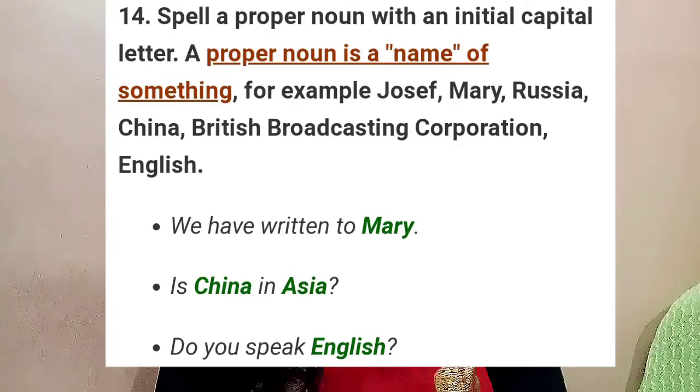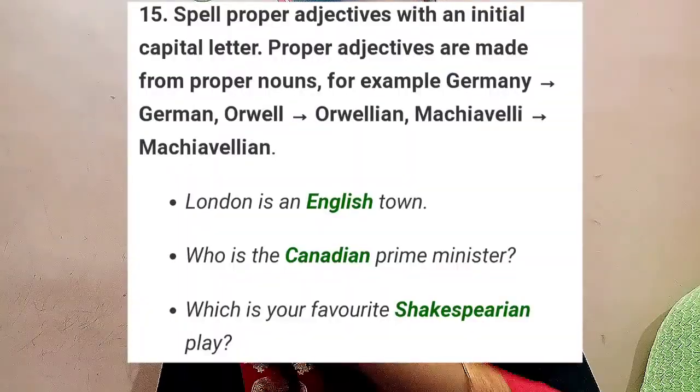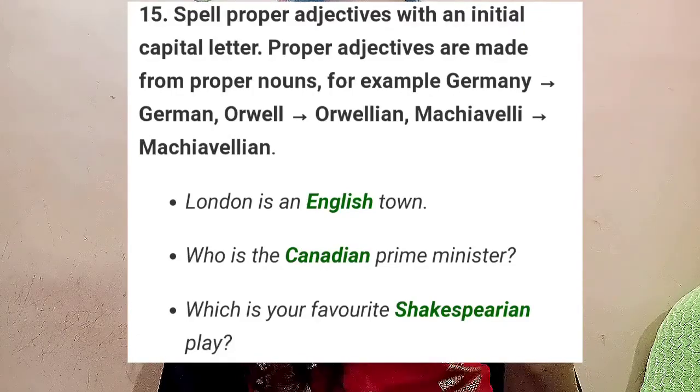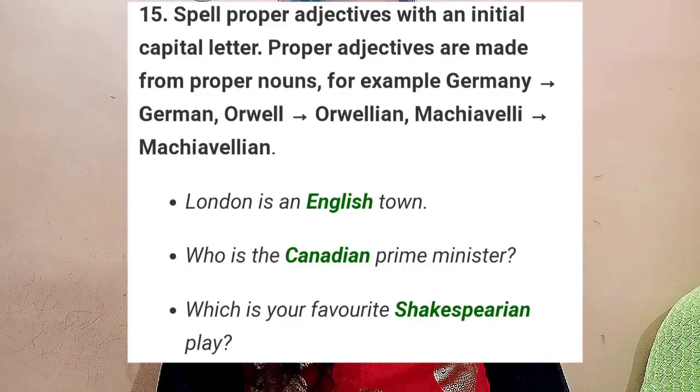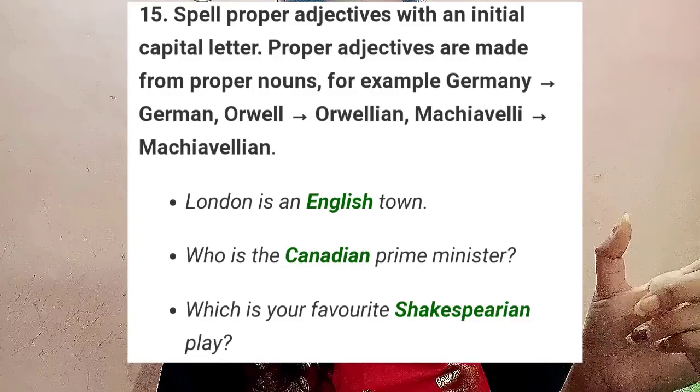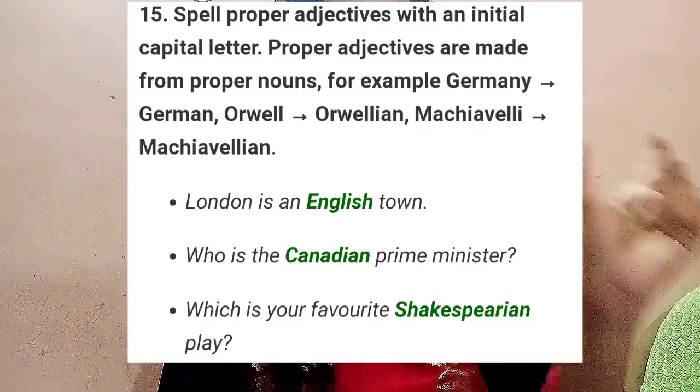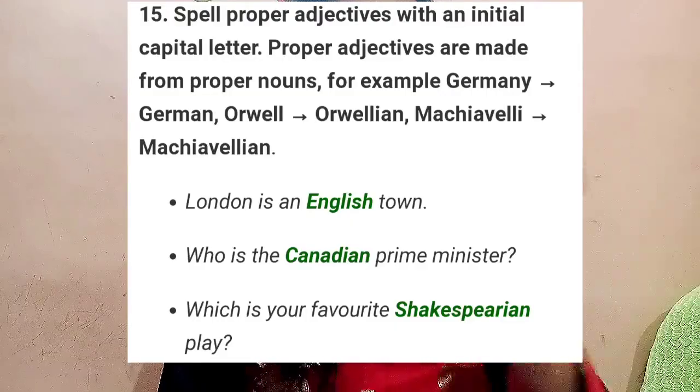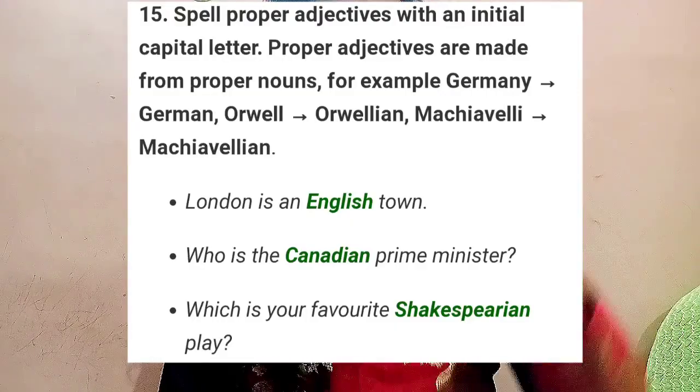Okay, let's move on to the next one. Spell proper adjectives with an initial capital letter. Proper adjectives are made from proper nouns, like German, derived from Germany. London is an English town. So what are proper adjectives? These are the kind of adjectives which belong to one particular segment. London is an English town, right? London is not a Mexican town. London is not a Mediterranean town. London is not a Vietnamese town. London is an English town.